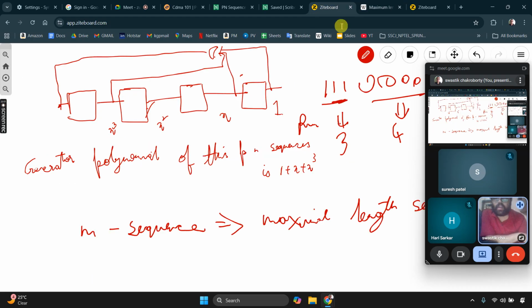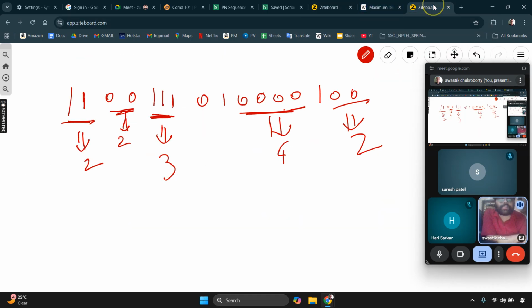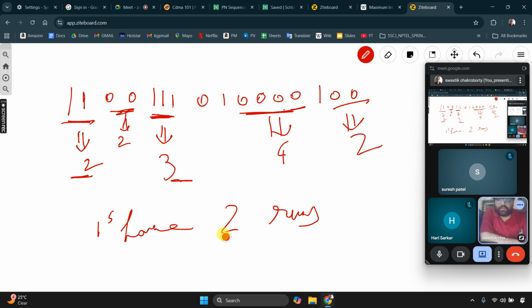So how many runs are there in this sequence? Ones have how many runs? Ones have 3 runs. Sorry, ones have 2 runs. This one and this one. Ones have 2 runs. Zeros have 3 runs.